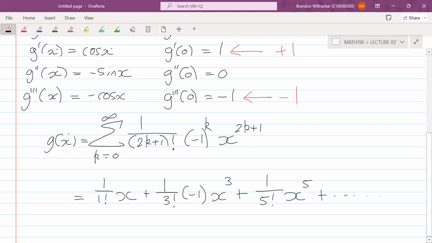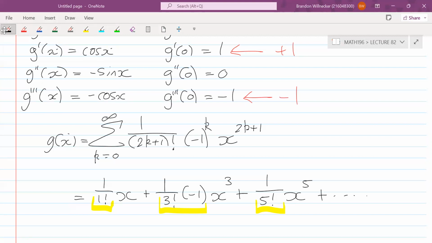And so on. Okay, so you see we only have odd terms, and they alternate between plus 1 and minus 1. They alternate between plus or minus. The actual coefficients are going to be 1 over the odd integers factorial. That's these coefficients here. Okay, but that's not our full answer.